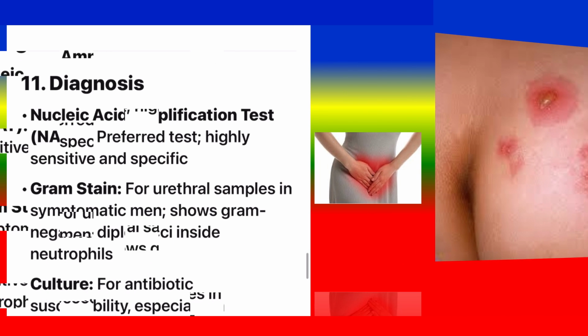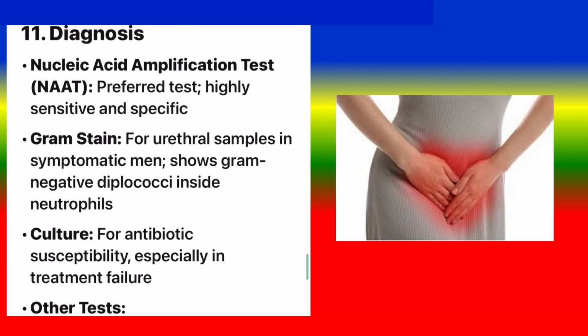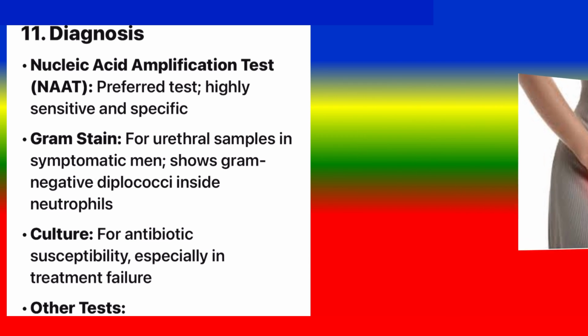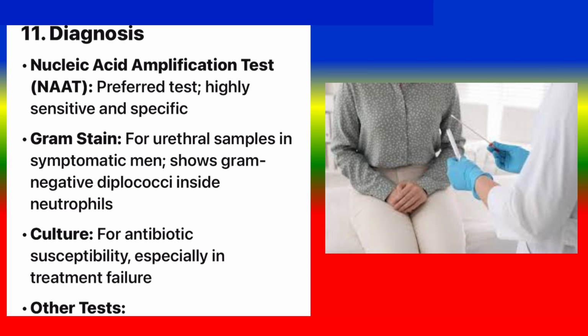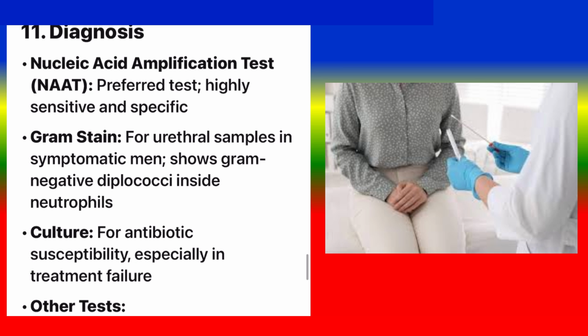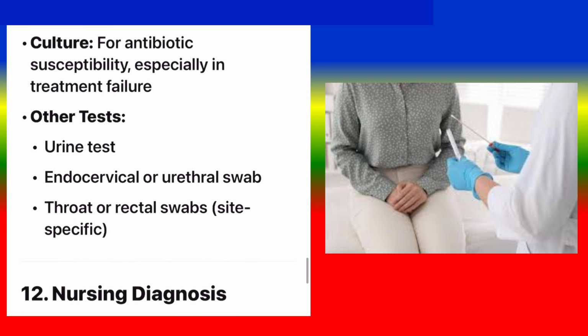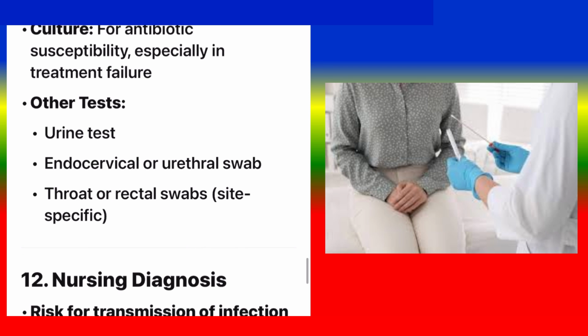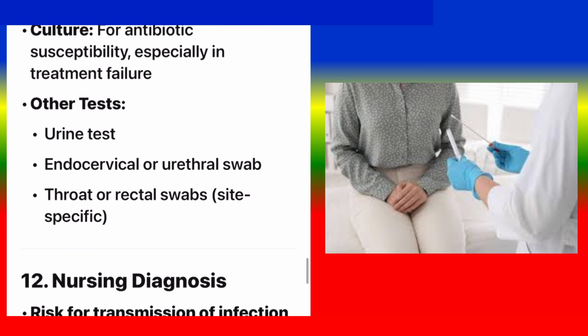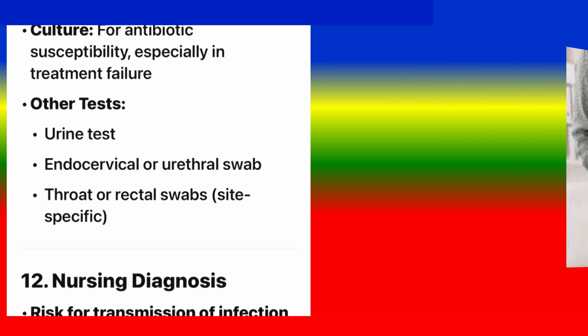11. Diagnosis. Nucleic acid amplification test, NAAT: preferred test, highly sensitive and specific. Gram stain for urethral samples in symptomatic men shows gram-negative diplococci inside neutrophils. Culture, for antibiotic susceptibility, especially in treatment failure. Other tests: urine test, endocervical or urethral swab, throat or rectal swabs, site-specific.